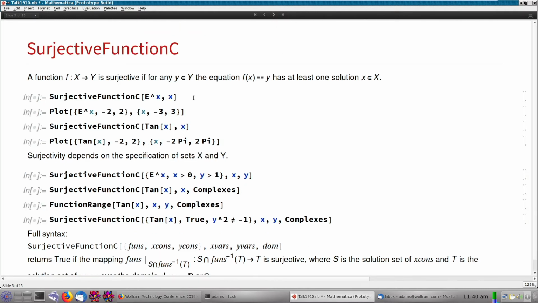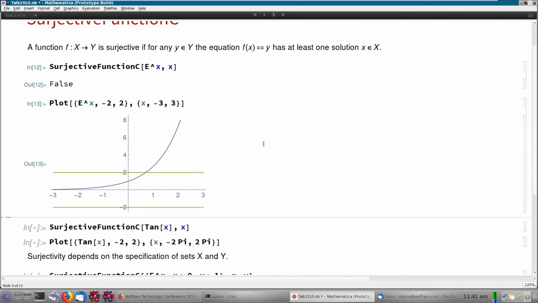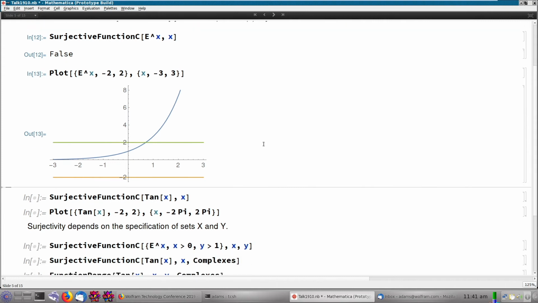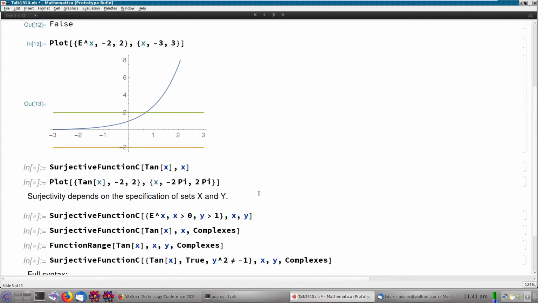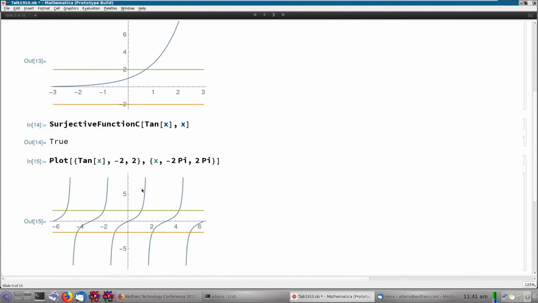So now let's look at the bijective, surjective. So the function is surjective if for any y in Y, the equation f of x equals y has at least one solution. So the exponential function is not surjective because the non-positive values are not attained. And for instance, tangent is surjective because all values are attained.